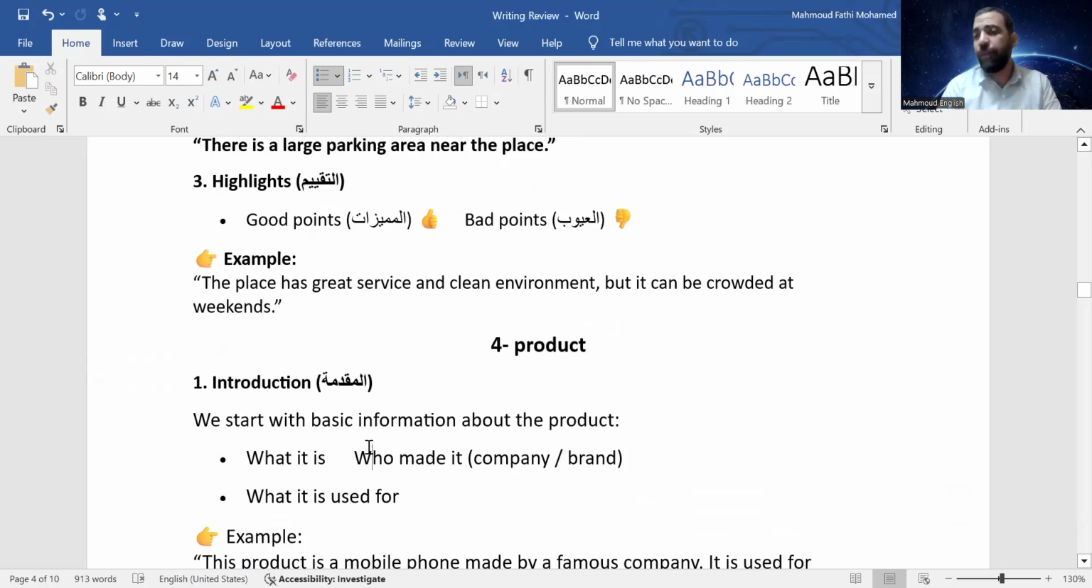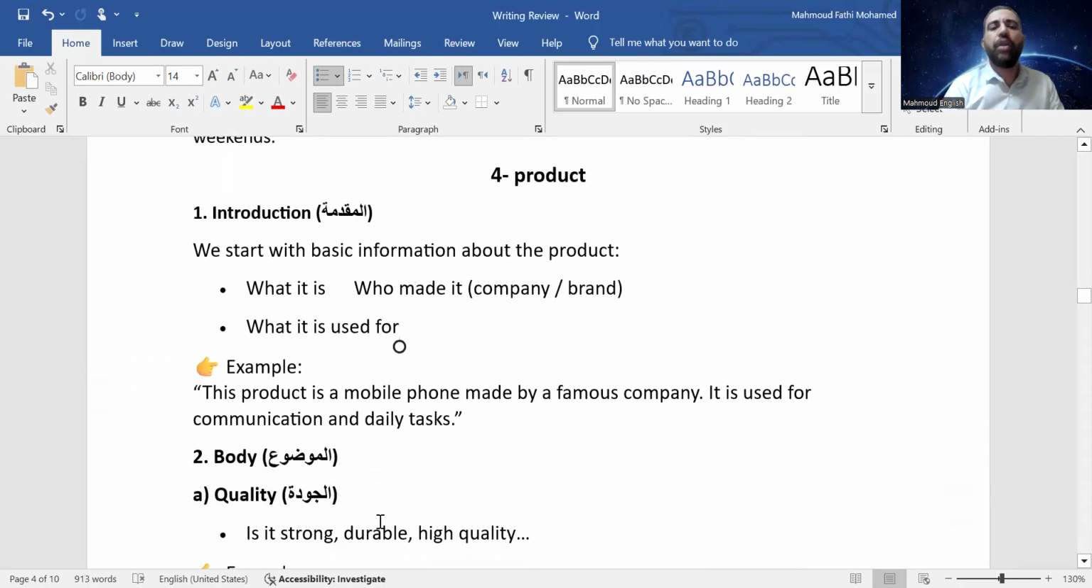Was it Sony, Panasonic? You have to tell me. And then what is it used for? It is used for what? For fun? Or for studying, for helping in the kitchen? You have to tell me so. For example, here I say this product is a mobile phone made by a famous company. It is used for communication and daily tasks. It's a mobile phone, of course, it has many usages.